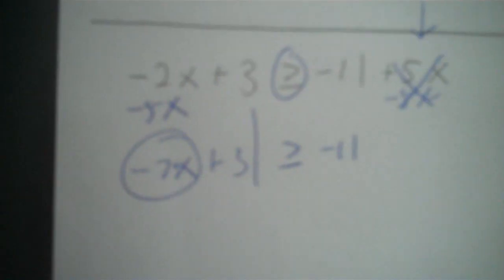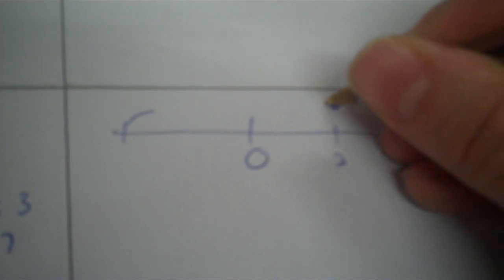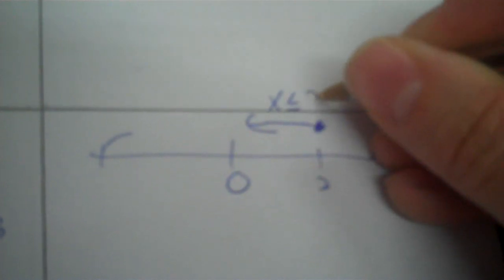Now I solve it. Now that I have x on one side, I know I have to subtract 3, and I have to divide by -7. When I subtract 3, the sign's not going to change. But when I divide, it's going to be by a negative, which will change the sign. So subtract 3, get -14. Then you divide each side by -7, and you have x less than or equal to 2. So x is 2 and anything less than 2. Just like that. Okay, next problem.